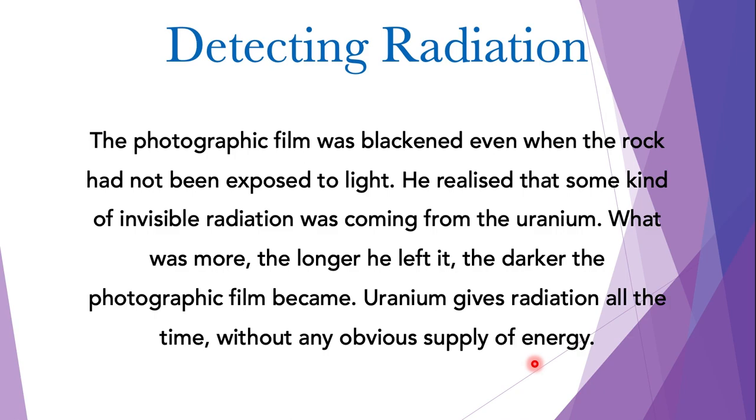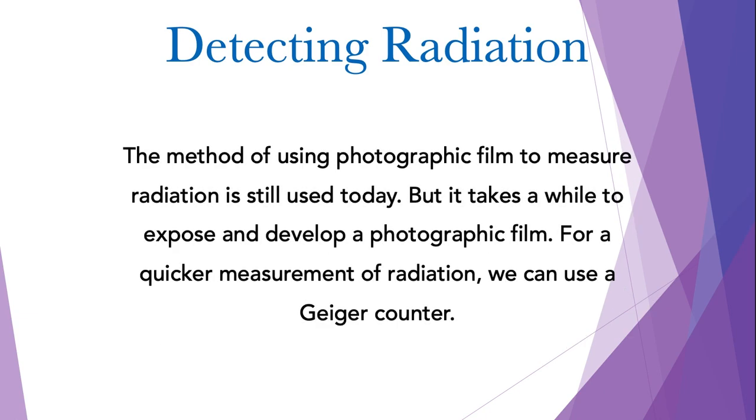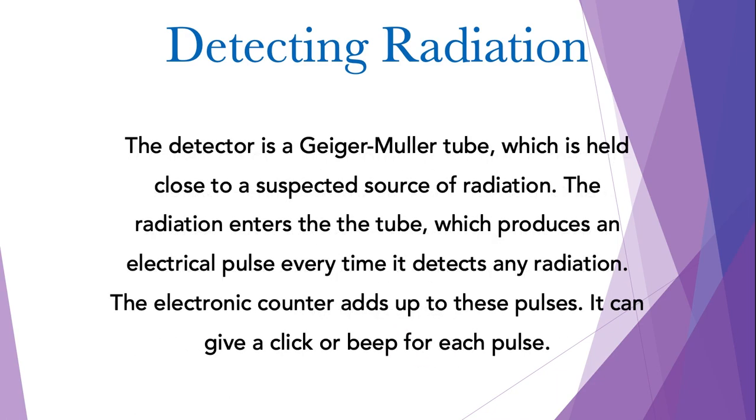This method is still used today, but it takes a while to expose and develop a photographic film. So for quicker measurement of radiation, we can use a Geiger counter. The detector is a Geiger-Müller tube, which is held close to a suspected source of radiation. The radiation then enters the tube, which produces an electric pulse every time it detects any radiation. The electronic counter adds up these pulses, and it gives a click or beep for each pulse. Nowadays this is what is used rather than the photographic film method Becquerel had discovered.